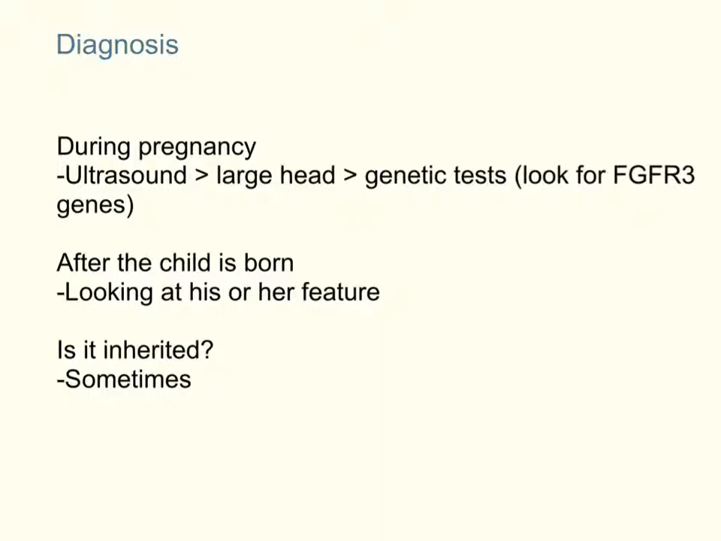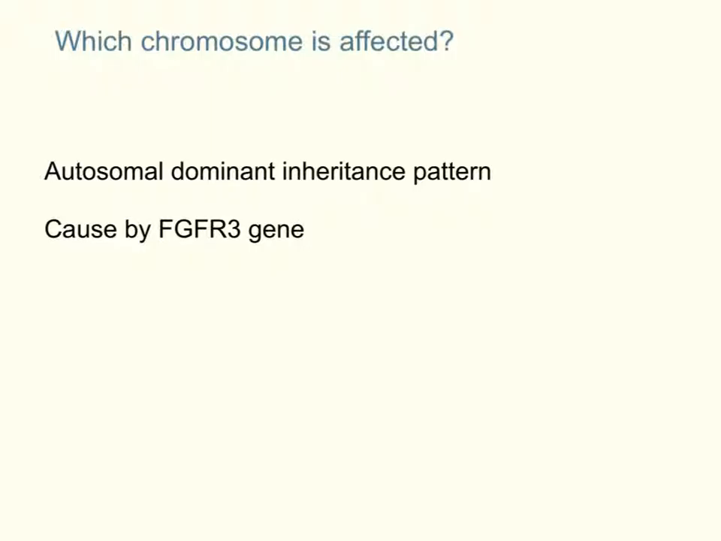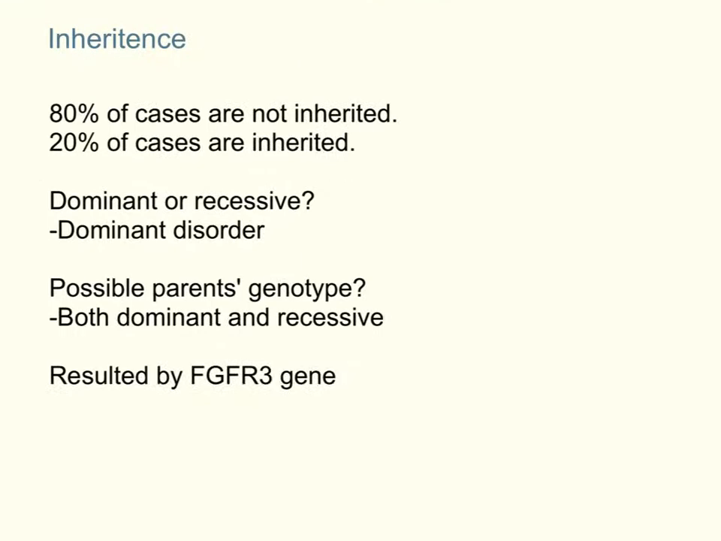Is it inherited? Is the disorder inherited? Yeah, sometimes. Which chromosome is affected? Achondroplasia has an autosomal dominant inheritance pattern, and it's caused by the FGFR3 gene. Inheritance: about 80% of the cases are not inherited, but around 20% of the cases are inherited.